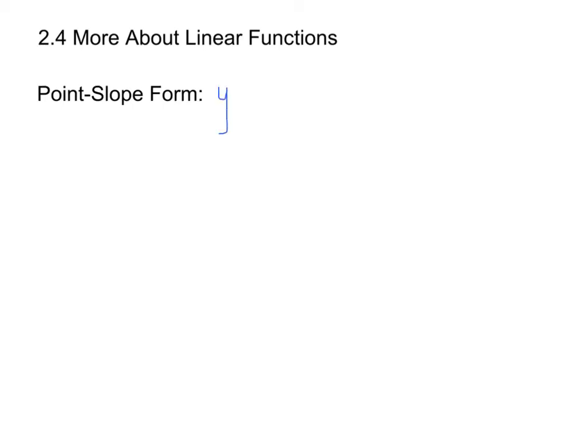So it's y minus y1 equals m(x minus x1). And just like the name says, this form is good when you want to know the slope of a line and a point that actually passes through that line. So the x1 and the y1 represent the point.